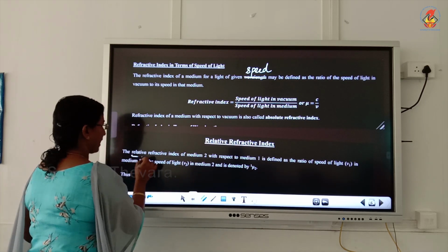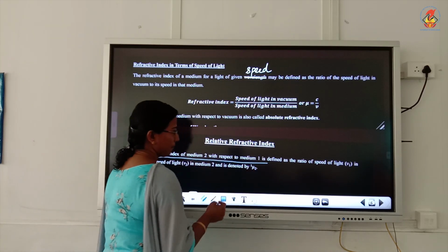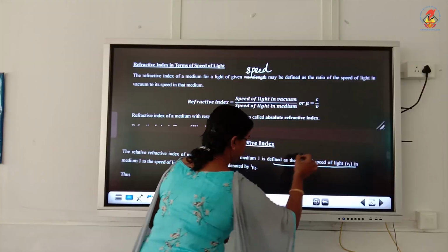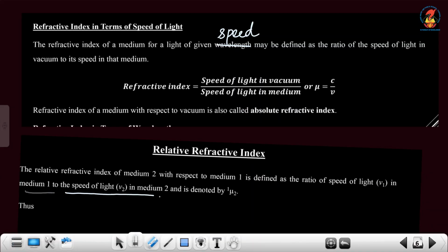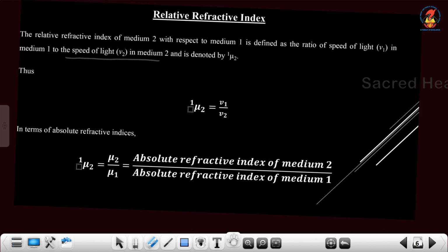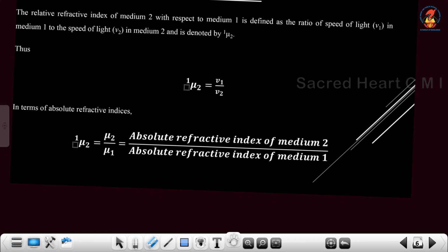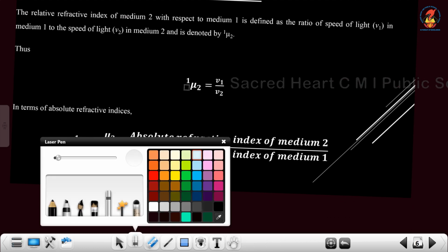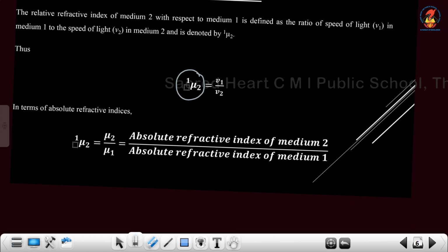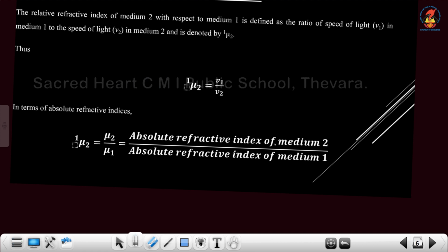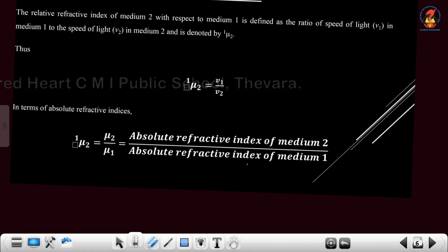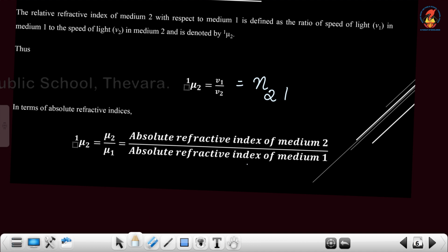So, the relative refractive index of medium 2 with respect to medium 1 is defined as the ratio of the speed of light V1 in medium 1 to the speed of light V2 in medium 2, and it is denoted by mu 2 1. Now, mu 2 1 means the refractive index of medium 2 with respect to medium 1. It can also be written as N21.